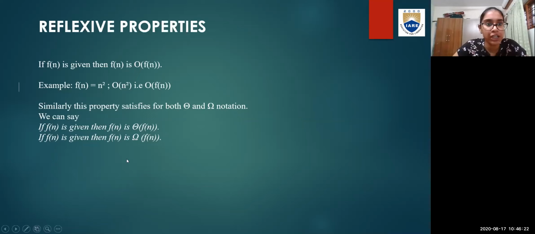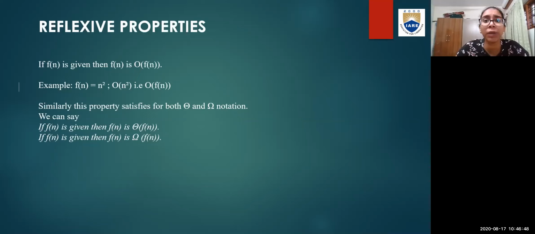Like if f of n is given, then f of n is also theta of f of n. And if f of n is given, then it is also big omega of f of n. For example, your f of n is the same, that is n square. Then what is your theta thing? Theta of n square. What is n square? Your f of n. So theta of f of n is satisfied. And f of n is the same, n square.